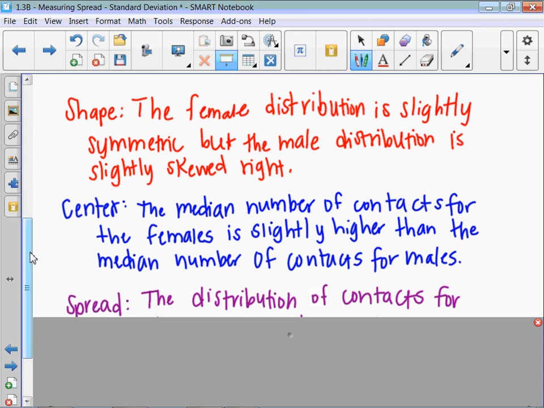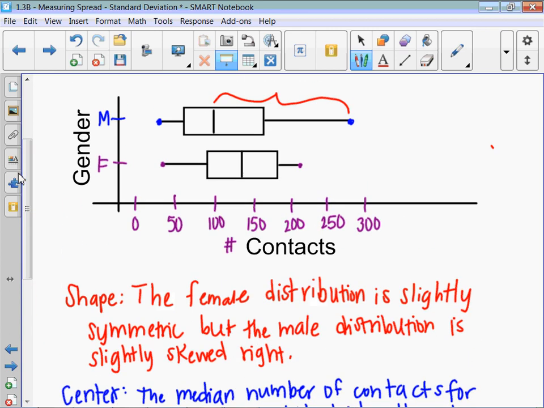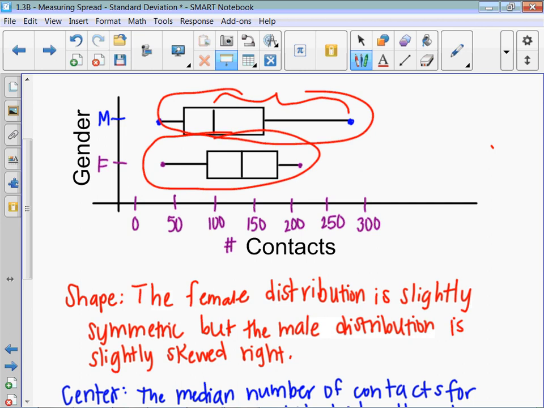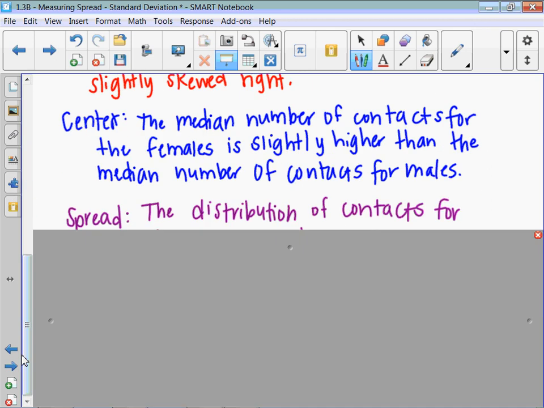And then we've got the spread. When doing spread, I would talk about IQR or range. So compare those two. Let's compare range because that's a little more obvious on this one. Colin, how would you compare the range of the male distribution to the range of the female distribution? Right. So that means that the males' number of contacts on their phones varies more than the females' in our data set.